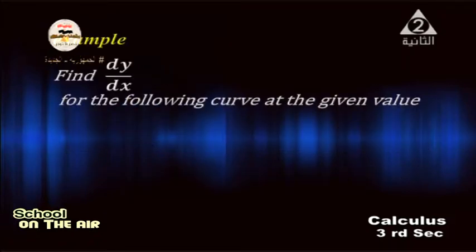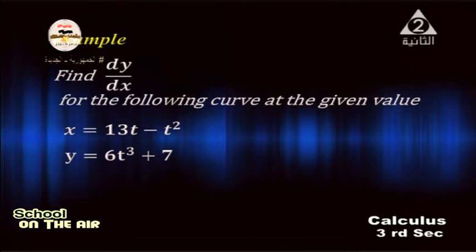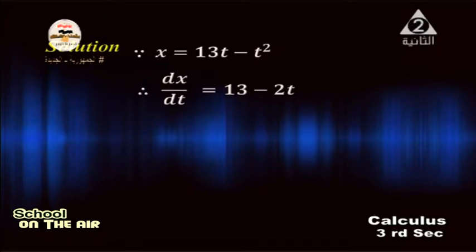Find dy/dx for the following curve at the given value: x equals 13t minus t², y equals 6t³ plus 7, at t equals 5. Now we have two equations. The first equation, x equals 13t minus t², is in terms of the parameter t. Then dx/dt equals the derivative of 13t, which is 13, and the derivative of negative t², which equals negative 2t.